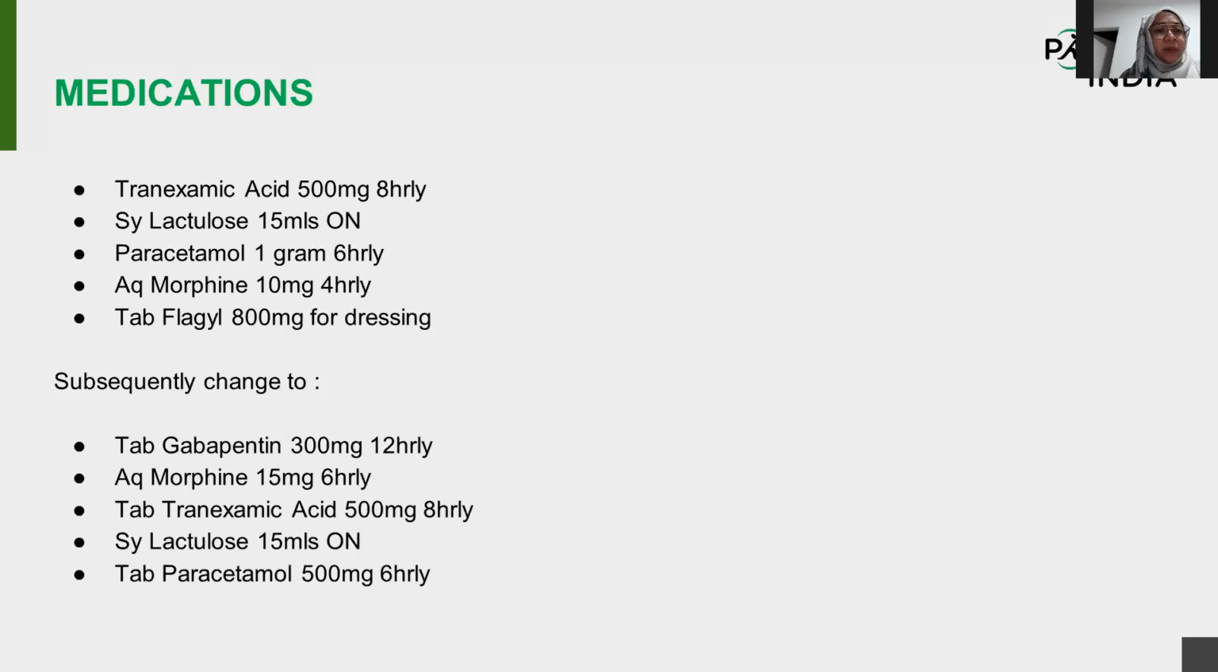Subsequently, we changed her medication. We added on tab gabapentin for the nerve pain, 300 mg 12 hourly. Aqueous morphine, we increased to 15 mg 6 hourly. The tranexamic acid and lactulose were continued, and because of her small size, our palliative doctor reduced the paracetamol from 1 gram to 500 milligram 6 hourly. Next slide.